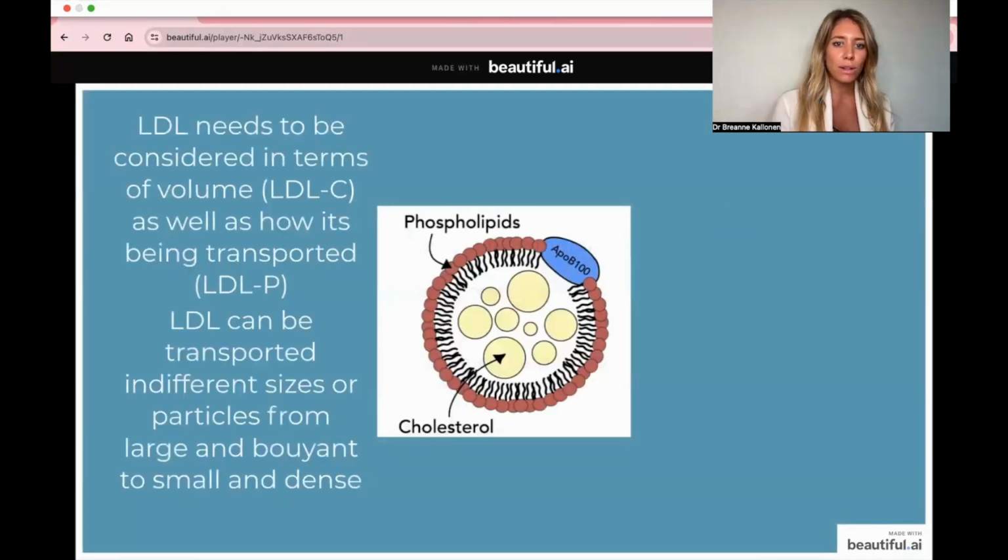Now, when we look at what actually is cholesterol, what is LDL, or this bad cholesterol that we're so focused on? LDL needs to be considered in terms of volume, so how much you have, but we also need to understand how that cholesterol is being moved and transported throughout the body. And how the cholesterol is being moved and transported can vary based off of different particle sizes. You can have your cholesterol carried in really large, buoyant transporters, or you can have your cholesterol transmitted in small, dense particles.